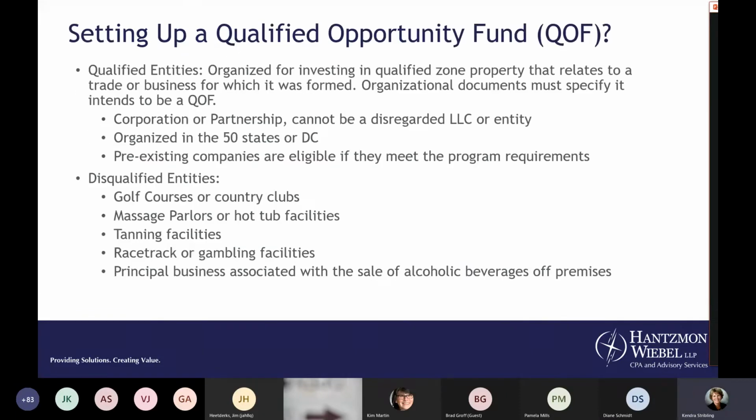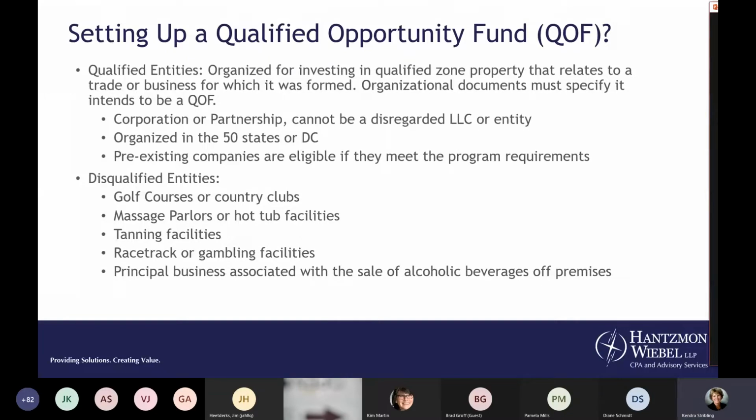We've had a few clients set up their own qualified opportunity fund entities rather than making an investment in QOFs in the marketplace. In order to do so, you must be a qualified entity. Qualified entities are those entities organized for investing in qualified zone property and opportunity zone trades or businesses. The organizational documents must specify the entity intends to be a QOF.